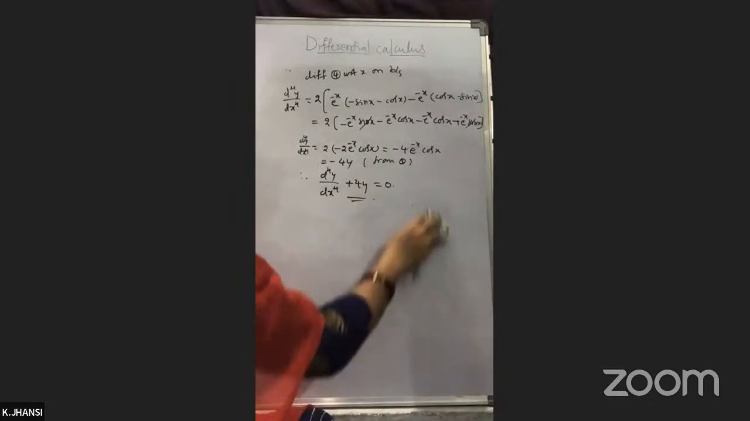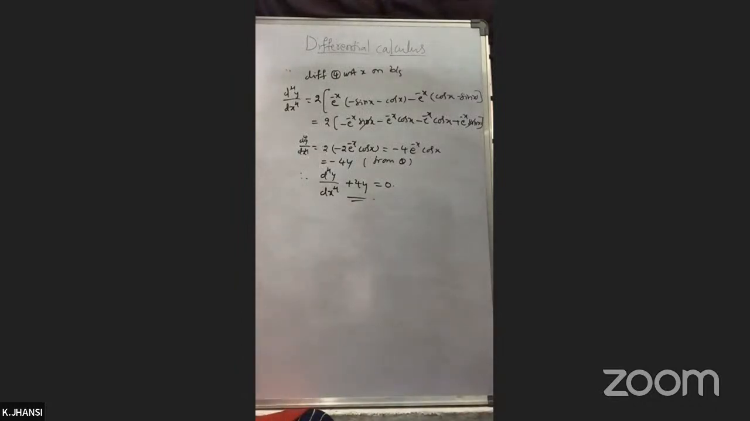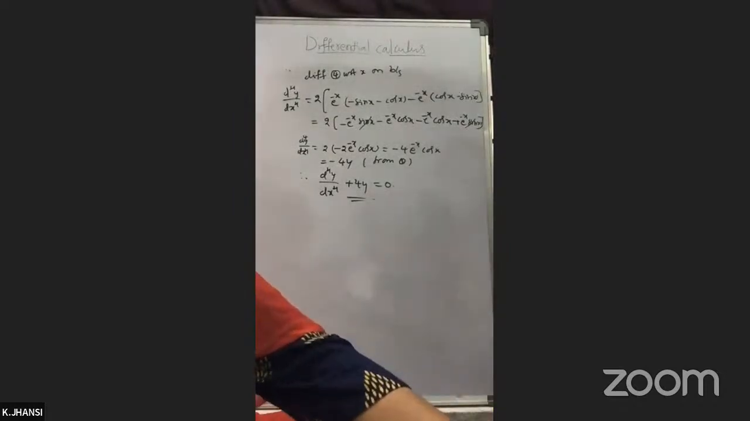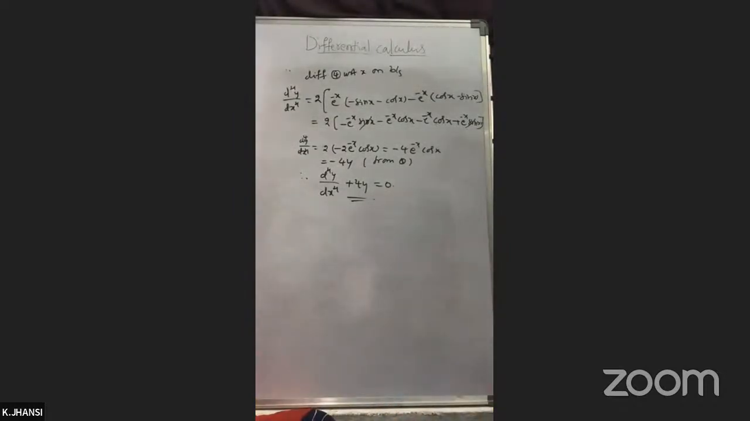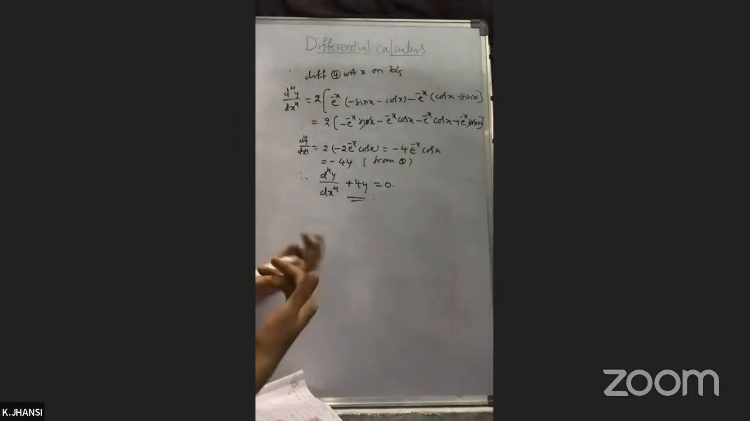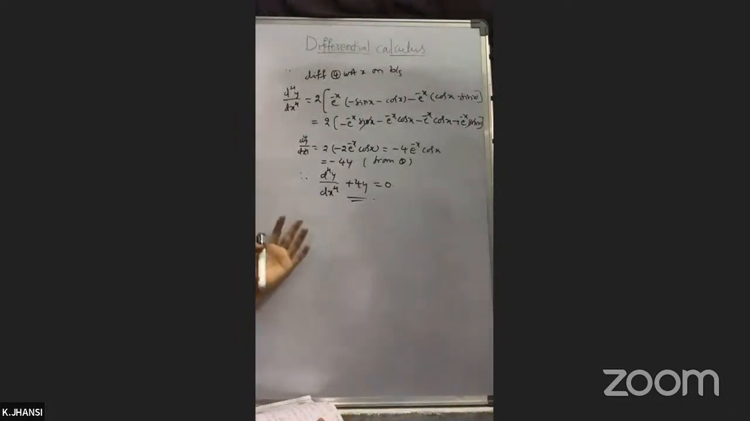Next, if you go to the nth order derivatives of the problems, if only one function is given in the question, we can use successive differentiation. That is, only one single function is given. You can use successive differentiation, finding first order, second order, third order up to nth order. That is called successive differentiation.